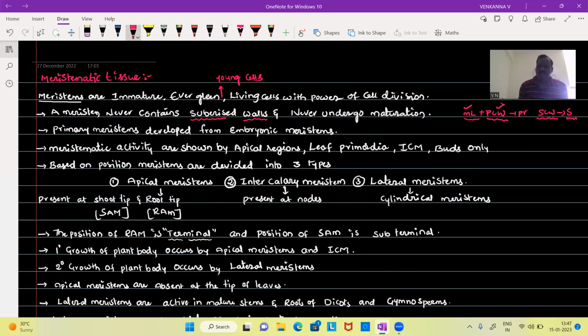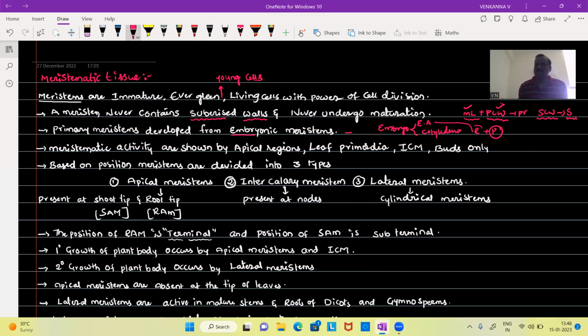Primary meristematic tissues are developed from embryonic tissues. Embryonic tissue means you know about the embryo. The embryo has two types of parts. One is the embryonal axis and the second is the cotyledons. This embryonal axis has two tips. One is the radicle and the second is the plumule. Plumule develops into a shoot system. Radicle develops into a root system.